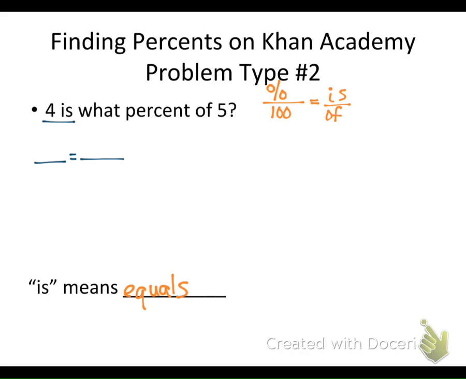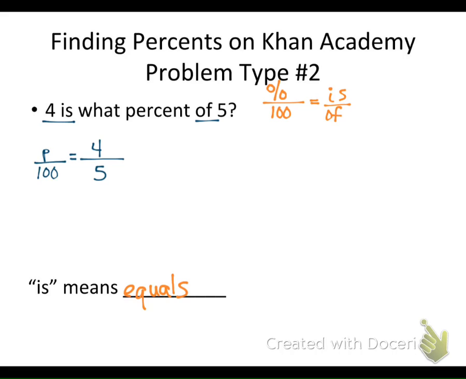So we have 4 is, right? And we have of 5. So where would I put that 4? Top right. Where would I put that 5? Bottom right. What goes in my bottom left every single time? 100. So the question is asking, what's the percent? So we're trying to find the percent when 4 is what percent of 5. So I'm going to use P as my variable for percent.